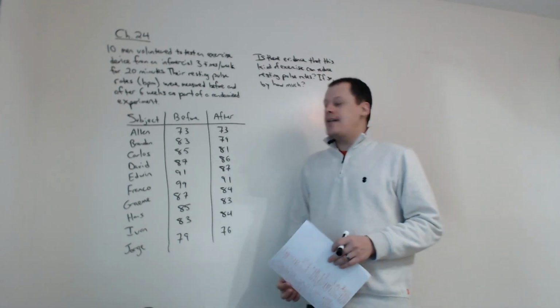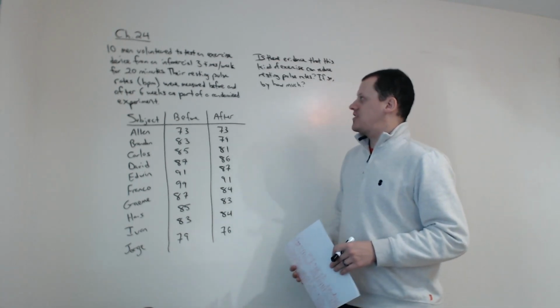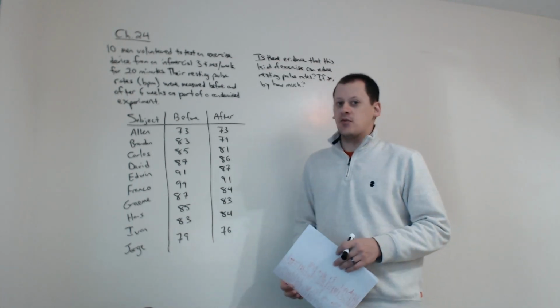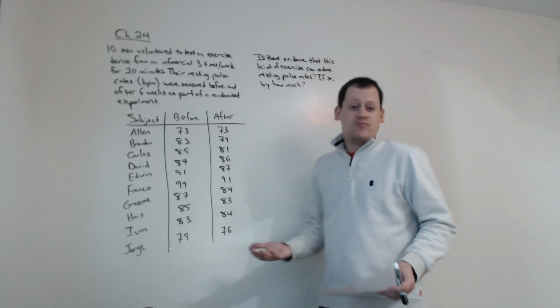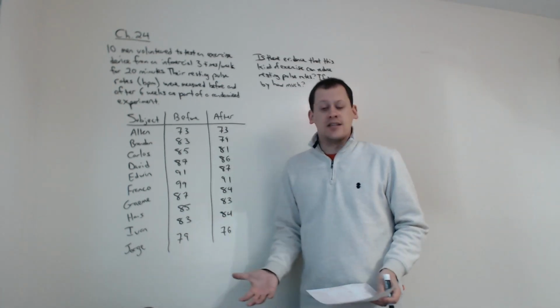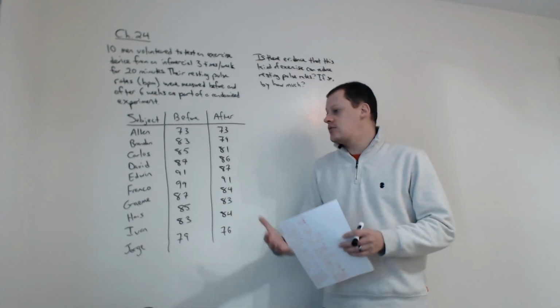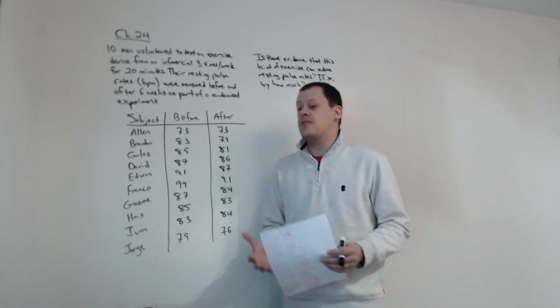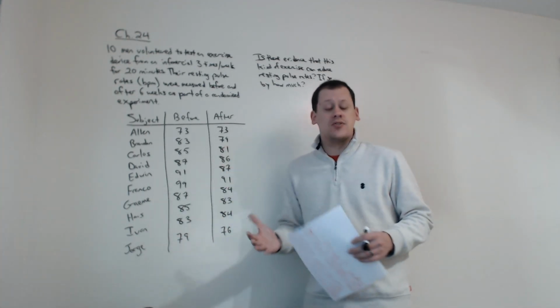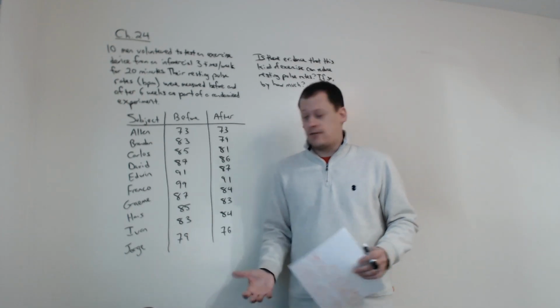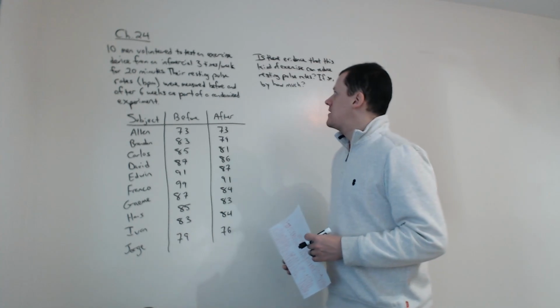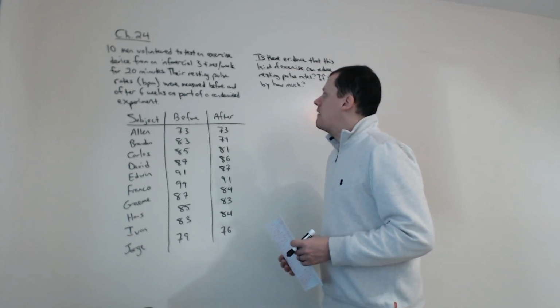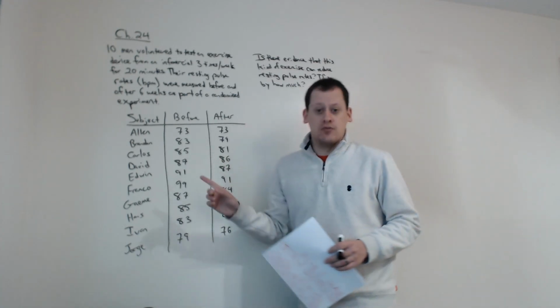We've got 10 men who volunteered to test an exercise device from an infomercial 3 times a week for 20 minutes. Okay, so someone is bankrolling this experiment, and they are doing this experiment to determine whether this exercise device on this infomercial is effective. So 3 times a week for 20 minutes, these guys are going to use this device, and we're going to measure their resting pulse rates.